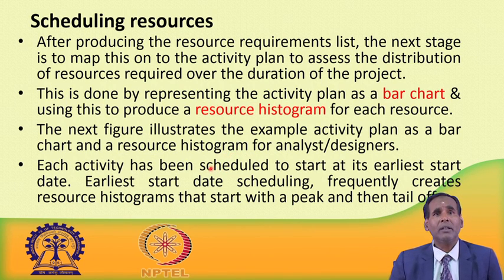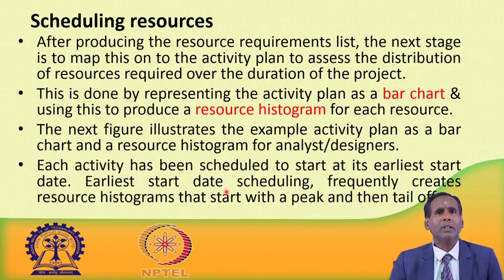So, normally in this mapping that we are doing, each activity has been scheduled to start at its earliest start date. I have already told you in the activity network there are 4 important components: activity start, earliest start, earliest finish or earliest completion, then latest start and latest completion. So, in this kind of scheduling, each activity has been scheduled to start at its earliest start time.